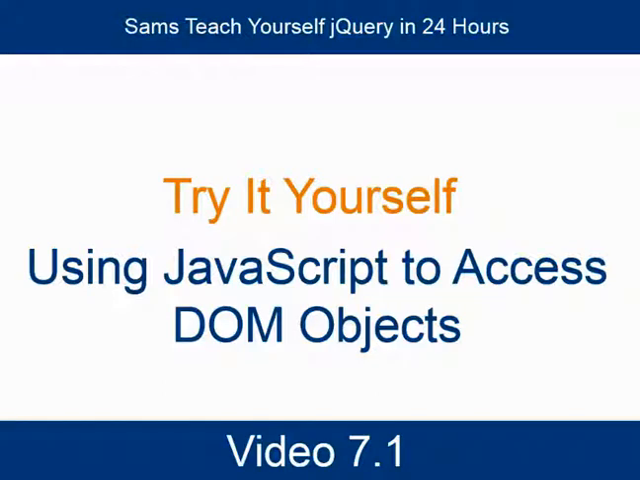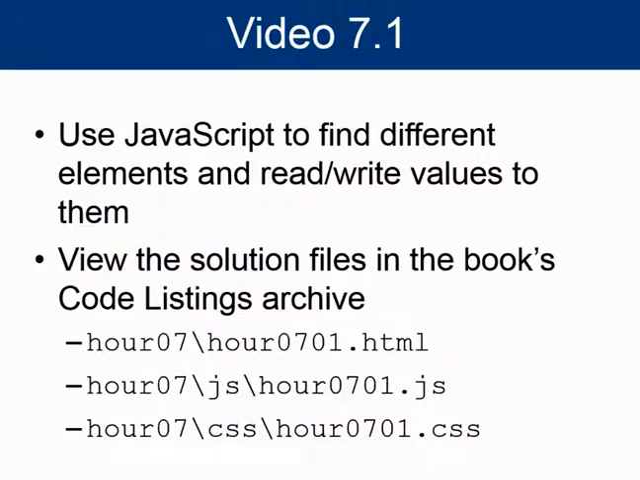Try it yourself, using JavaScript to access DOM objects. In this Try It Yourself exercise, we'll use JavaScript to find different elements and read and write values to them. There are 3 completed solution files in the book's code listings archive.